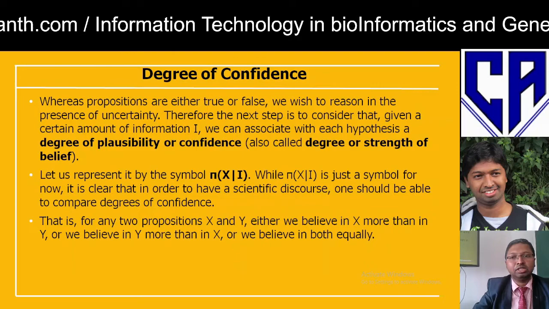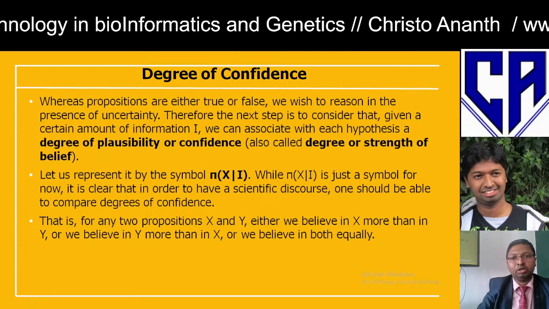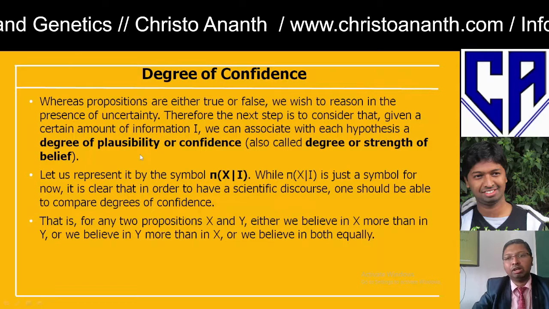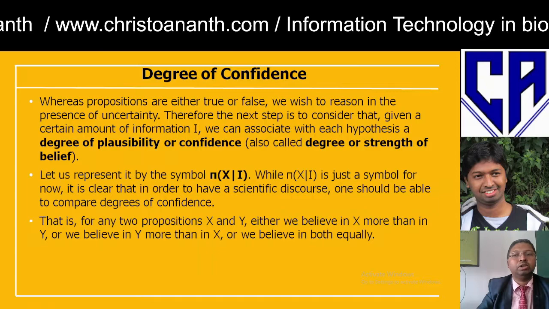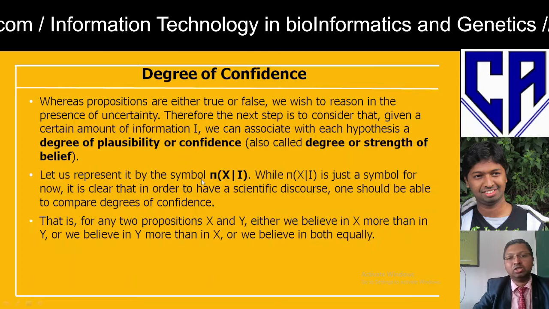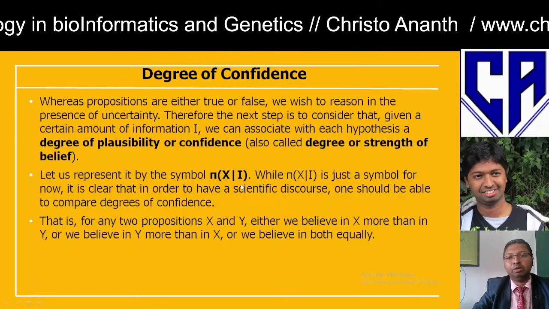So what you have to do, for example, let us consider an information I for which we can associate each of the hypotheses. So here the degree of confidence is nothing but the relationship, or maybe the trust that you develop in the belief. Okay, so let us take in the case you represent it by a symbol pi of x bar I, while pi of x bar I is actually a symbol.